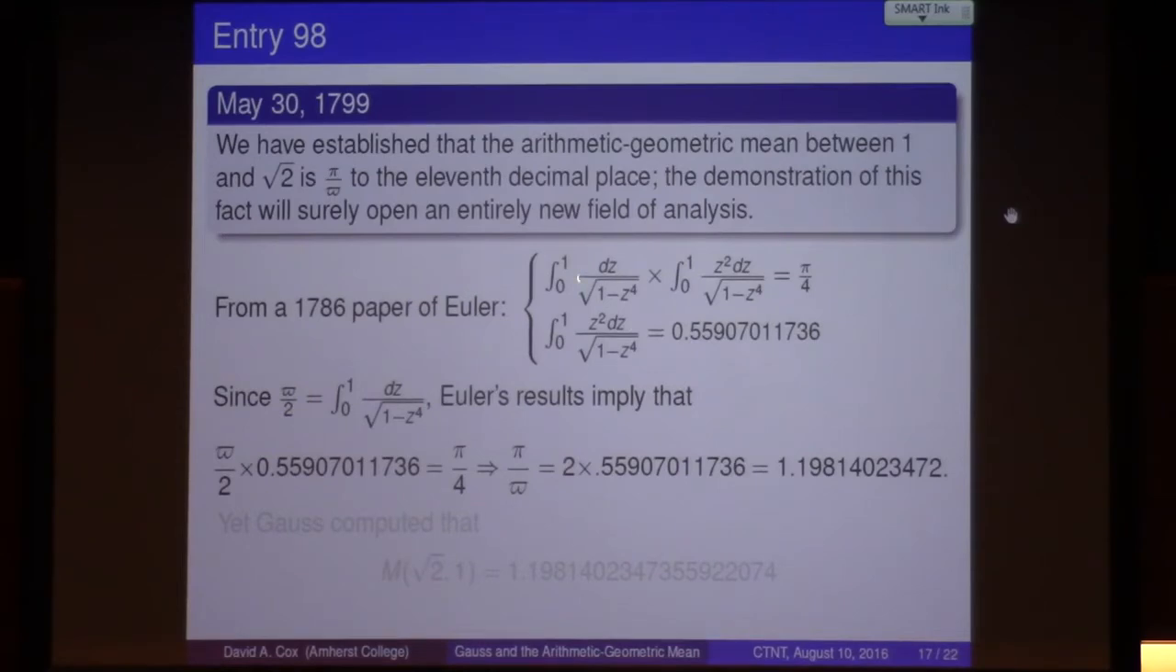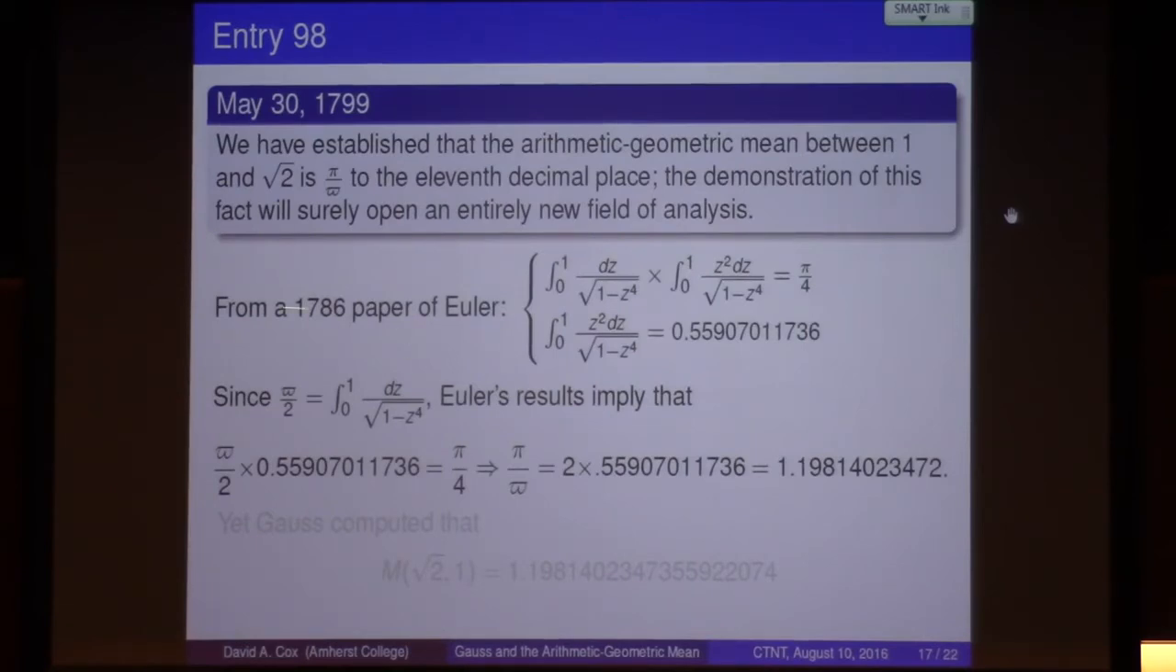Yet, remember this integral right here is pi tilde over 2. So that's this first integral. So the first integral is pi tilde over 2. This integral right here is that guy. That's equal to pi over 2. And so you do a little bit of math, you get that pi over pi tilde is that number right there. So that number was out there in the literature.